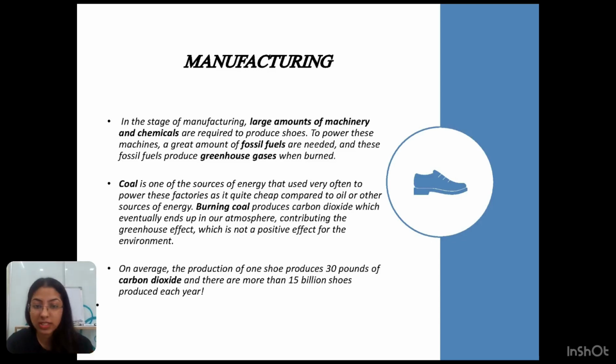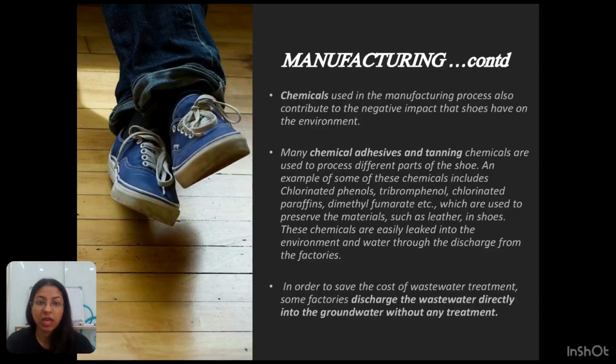Number two, coal is used. Number three, the production produces approximately 30 pounds of carbon dioxide. Next are the chemicals used in the production process. They also contribute to negative impacts on the environment. Also, chemical adhesives are used. Tanning is done as a part of the shoe making process. So different chemicals are leaked into the environment, into the nearby rivers, which causes damage to the environment. They are also not treated before being discharged into the river.